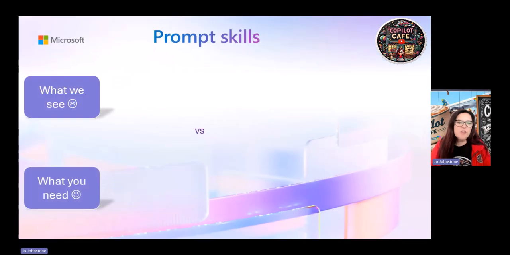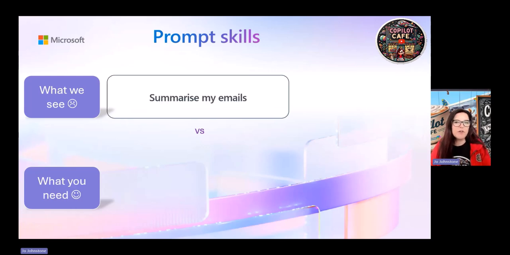Now, this is kind of what we tend to see when people start using prompts. So we will see things like, summarize my emails. Now, they might have an inbox of 3,000 emails. Copilot isn't going to search through all 3,000 emails and give you a really good result. So why do you want to summarize the emails and how far back do you want to go? What is it you are actually trying to achieve?